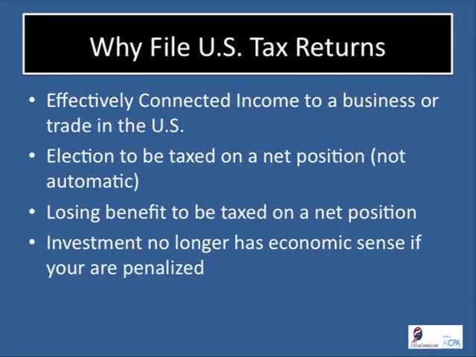The next slide deals with why we need to file US tax returns. One of the key things we do when we file your first tax return is make an election, called a net basis election. That election allows us to deduct expenses that you incur in your business activity in the USA against your gross rental income. It's not an automatic election that we just start getting this benefit from. We actually have to make it on the tax return.